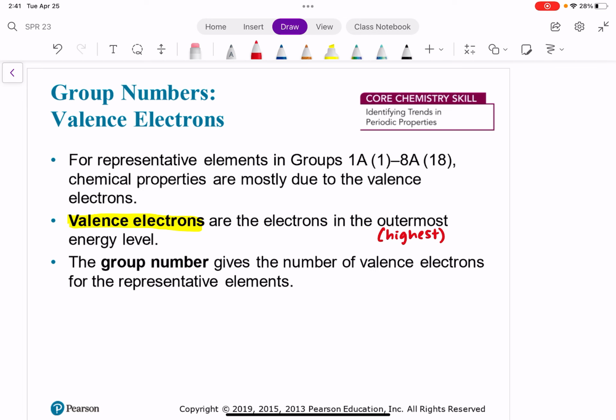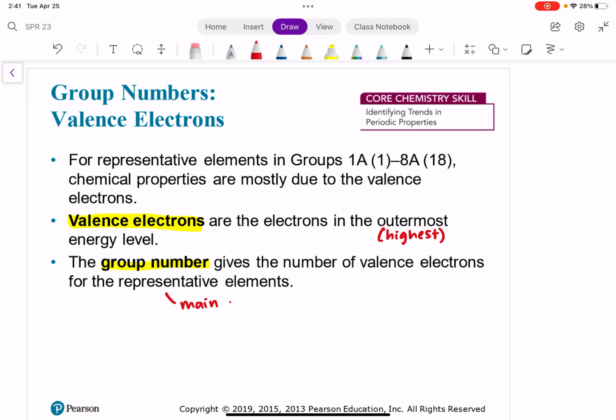Okay, silicon still has 12 other electrons, but those other 12 electrons are in the lower energy level, in energy level 2. So we're not as concerned about them because they're not going to participate in bonding like the highest ones are. And it turns out that we can actually use the group number to tell us how many valence electrons we have only for our main group elements.